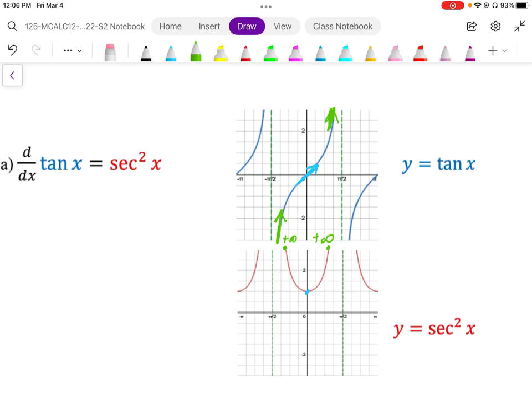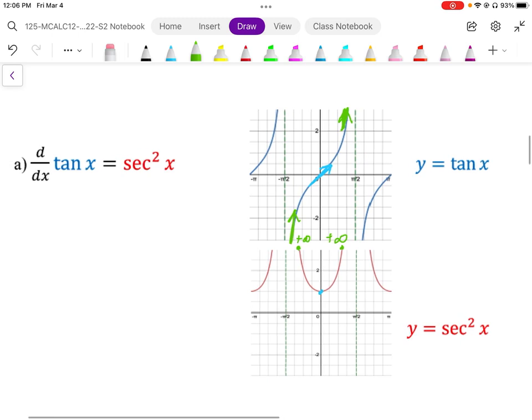We have vertical asymptotes kind of matching in the same spot. So we can then justify, based on shape, that the secant squared seems to be matching the tan x function as its slope function. Again, this is not a proof, but the shapes seem to justify the other. The shape of the secant squared seems to justify the shape of the tan graph.